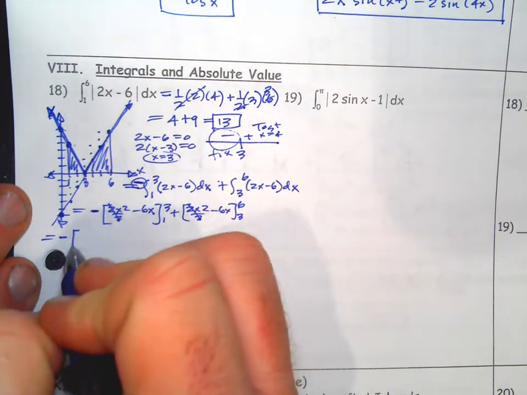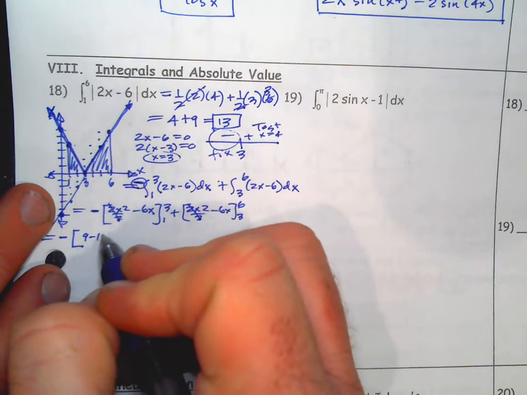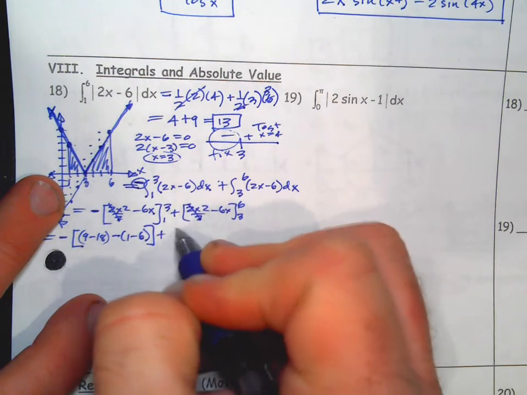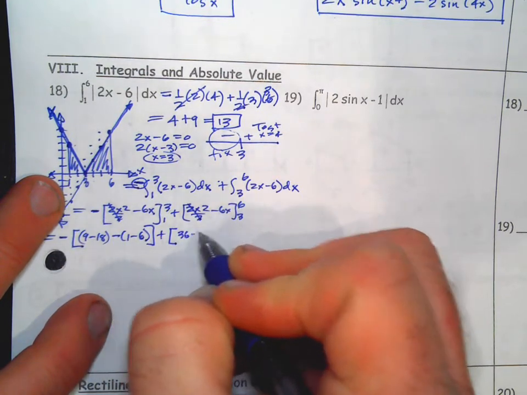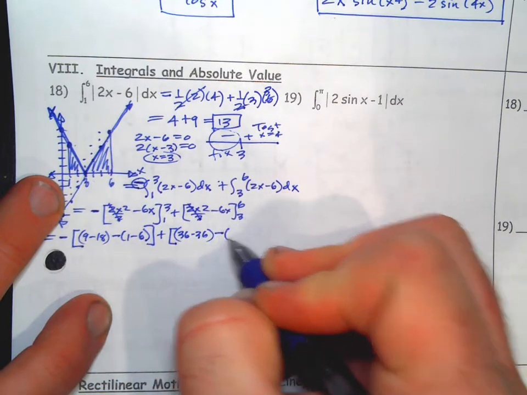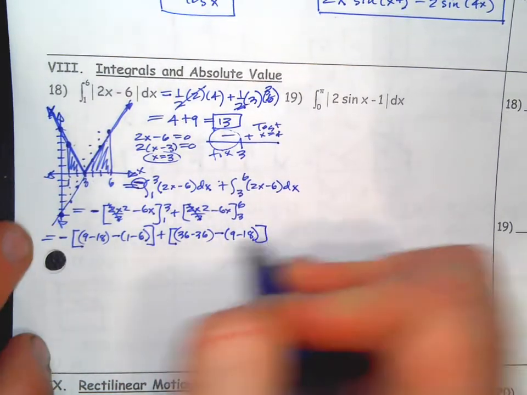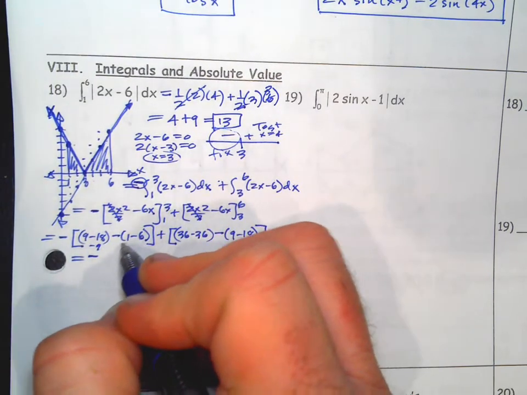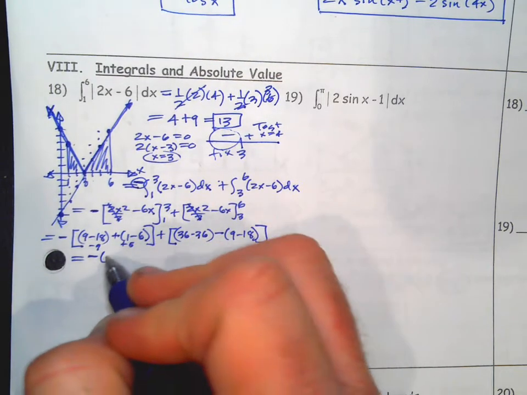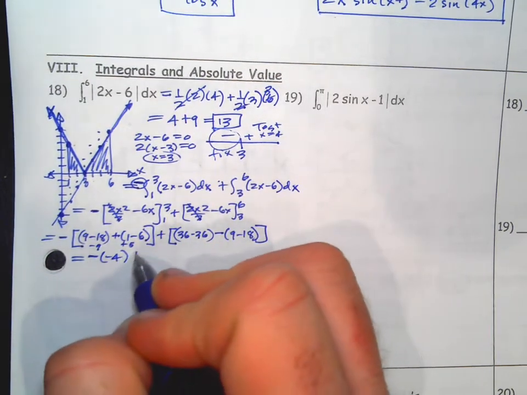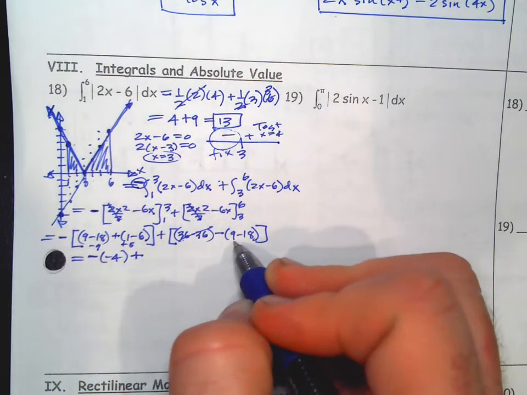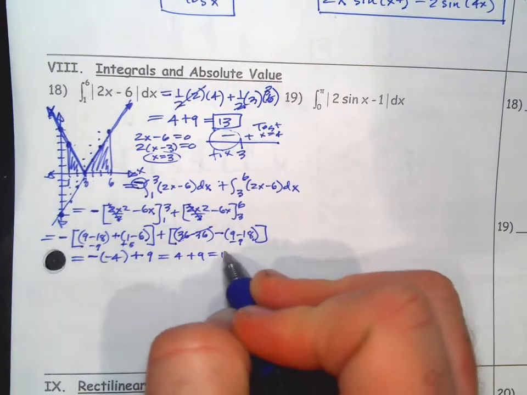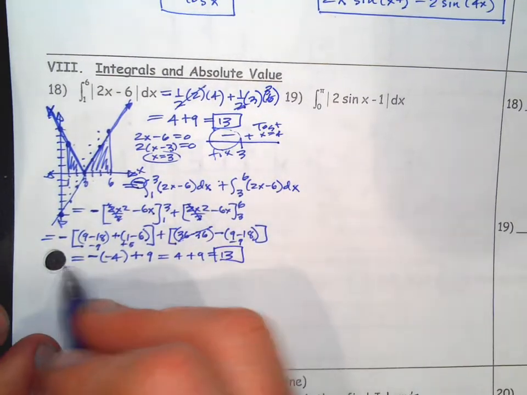So we get negative. We plug 3 in, you get 9 minus 18, minus 1 minus 6, plus 36 minus 36 minus 9 minus 18. So this is going to be negative 9. It's going to be negative 5. There's 2 negatives, so this is going to be negative 4. That's the negative part that gets fixed, which makes sense. This is going to be negative 9. That's going to be positive 9. That one is positive. So you have 4 plus 9 is 13. Works. Same answer.